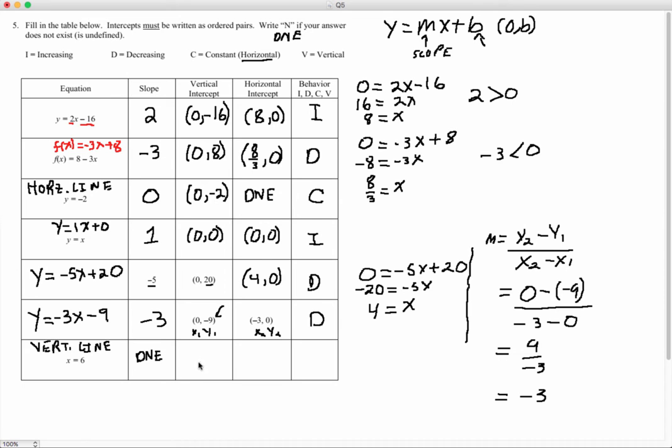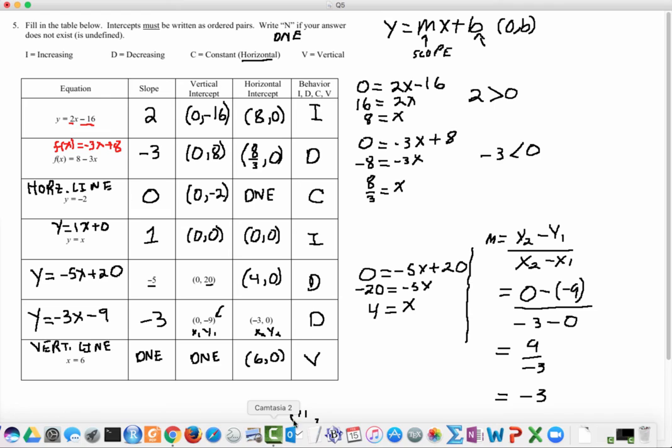So the vertical intercept, well, it's a vertical line. It's going to be parallel to the vertical axis, or the y-axis. Therefore, that's not going to exist either. Okay, where does it cross the x-axis, or the horizontal intercept? Well, the horizontal intercept is going to be at (6, 0). Okay, and since we already told you it was a vertical line, let's throw the V in there for victory because we are done. Call us End-us and Done-us.